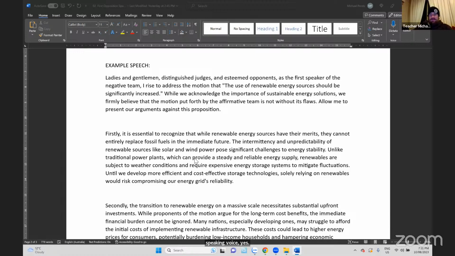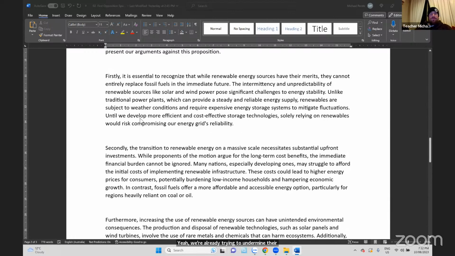Okay. So in this first argument here, we're attacking the reliability of these renewable resources. And we're saying that, well, we can have a solution to it, but it's going to be very, very expensive to fix it. So we're already trying to undermine their arguments. We move on. Secondly, again, being very obvious, signposting our arguments.